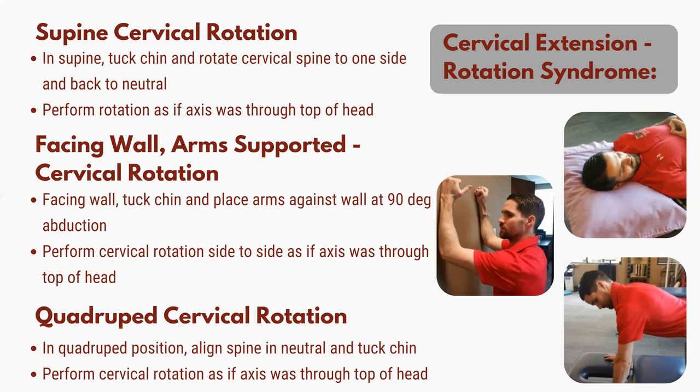head. And then finally, we'll have the quadruped position, and we'll have the patient perform chin tuck with that same rotation through the vertex of the head, allowing only one plane of motion. So the exercises from cervical extension syndrome will take care of any of the components in the cervical extension rotation syndrome for that sagittal plane.